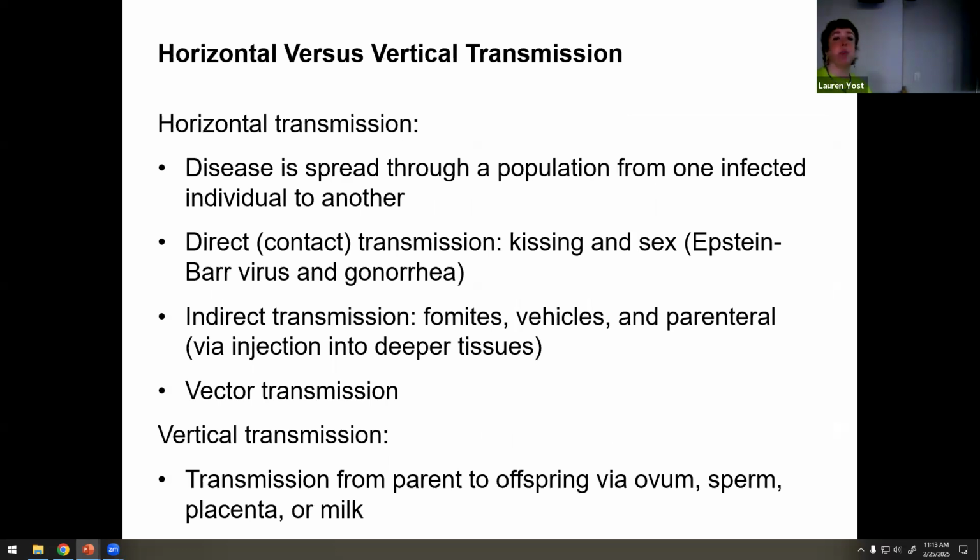Horizontal transmission is getting it from another person. Vertical transmission is getting it from usually the mother, but it can be inherited from the father's side through the sperm. If it's transmitted from the mother or father because of the birthing process, that's vertical. If it's transmitted from anything else, anybody else, it's horizontal.